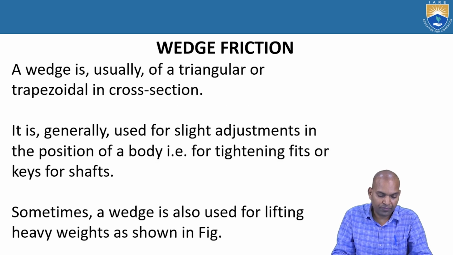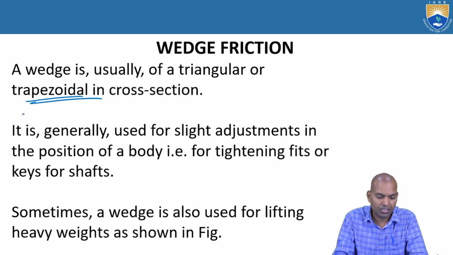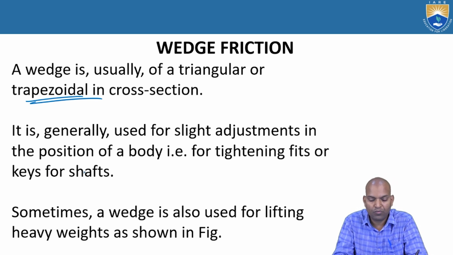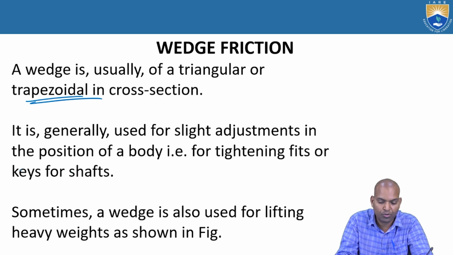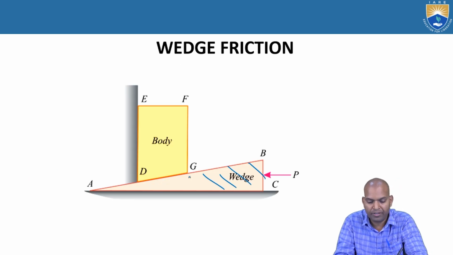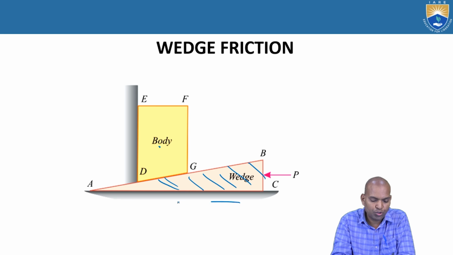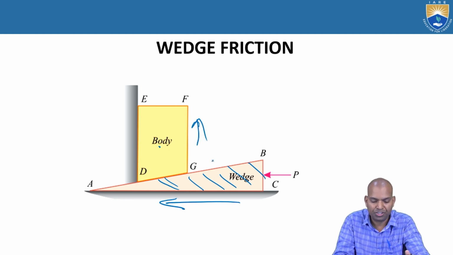Now coming to the wedge friction. A wedge is nothing but a triangular or trapezoidal in cross section. Okay, it is generally used for what purpose? Slight adjustment in the position of the body, or for tightening the fit, or keys for shafts. This is the wedge. This portion is the wedge. This is the body. When wedge is moving in this direction, the body will be lifted upwards or adjusted.